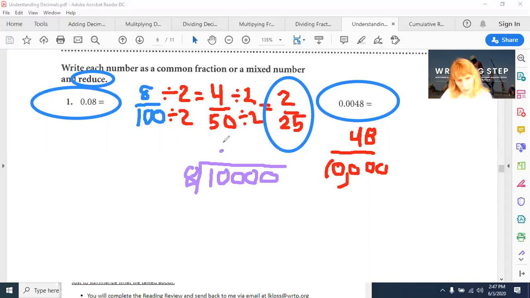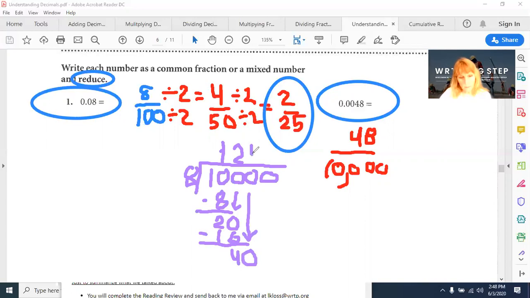8 goes into 10 one time. One there. 10 minus 8 is 2. Let's see if this will work out. Bring down my 0. 8 goes into 20 twice. 2 times 8 is 16. Yes, this will work. I can see that already. 20 minus 16 is 4. And then I'm going to bring down another 0. How many 8s in 40? Exactly 5. 5 times 8 is 40. I subtract 40 from 40. And I get 0, but I have to bring down one more 0. And how many 8s in 0? Well, 0. So we know that 10,000 will divide by 8 and become 1,250. So let's switch that over.